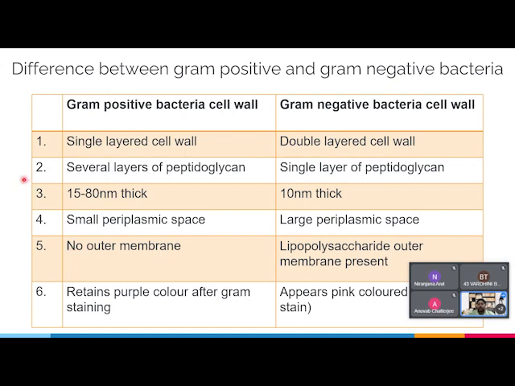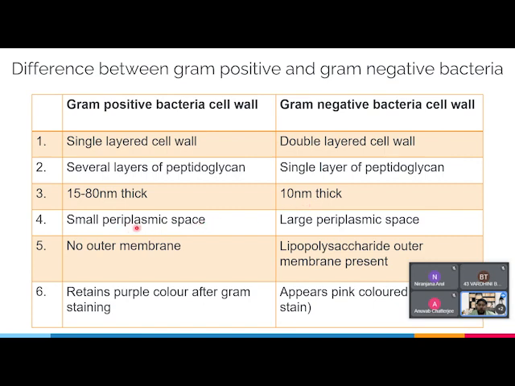So here we have summarized in a table the difference between gram positive and gram negative bacteria. As we just discussed in the previous question, gram positive bacteria have a single layered cell wall, whereas gram negative bacteria have a double layered cell wall. Gram positive bacteria have several layers of peptidoglycan. Gram negative bacteria have a single layer of peptidoglycan. Gram positive have a thicker cell wall of 15 to 18 nanometers. Gram negative have 10 nanometers.